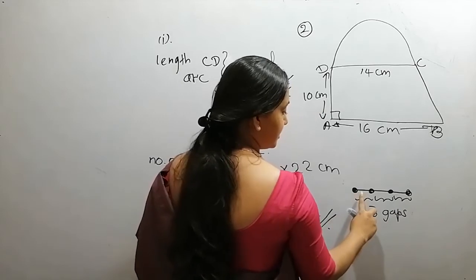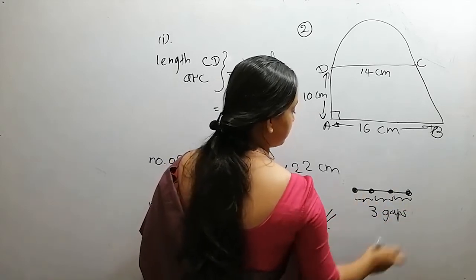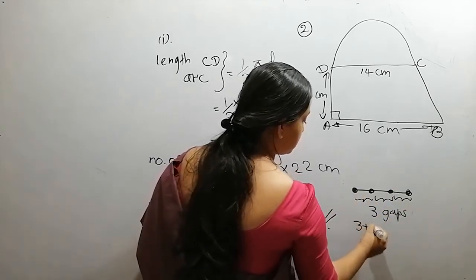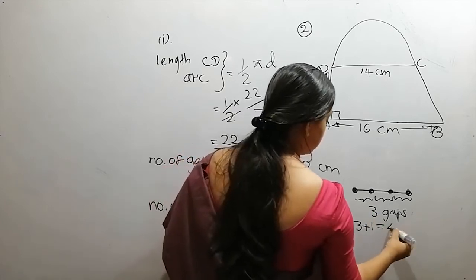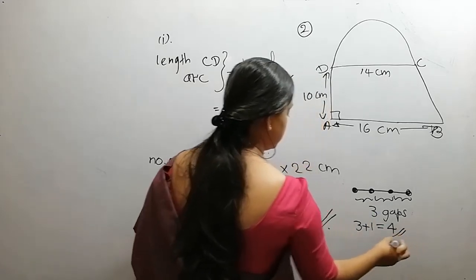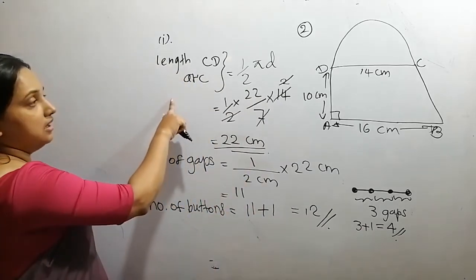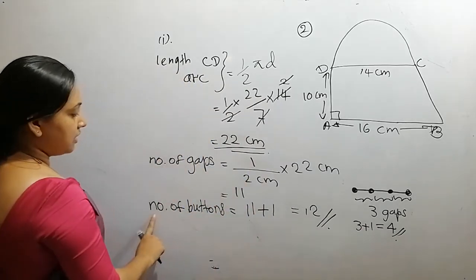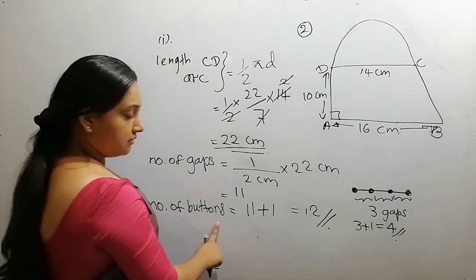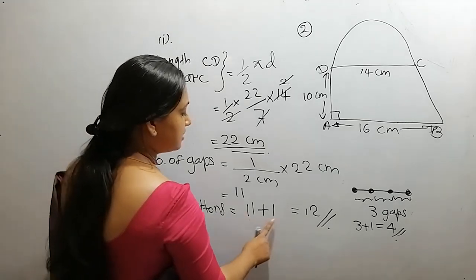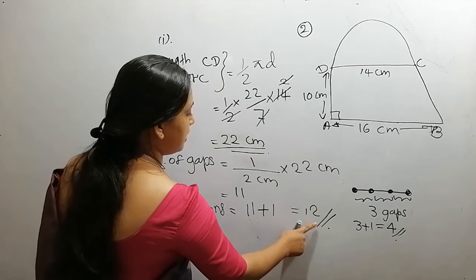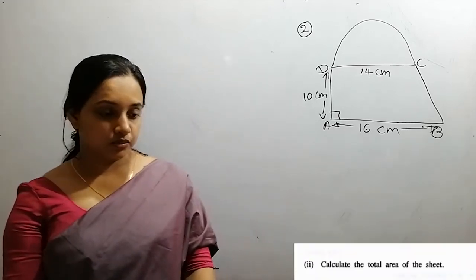But how many buttons are here? 1, 2, 3, 4. There are 3 plus 1 buttons needed here. Likewise, since this CD arc is an open-ended one, the number of buttons is equal to the number of gaps plus 1. It is 12. This is the answer.